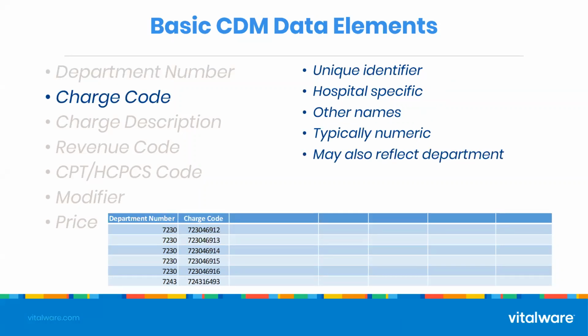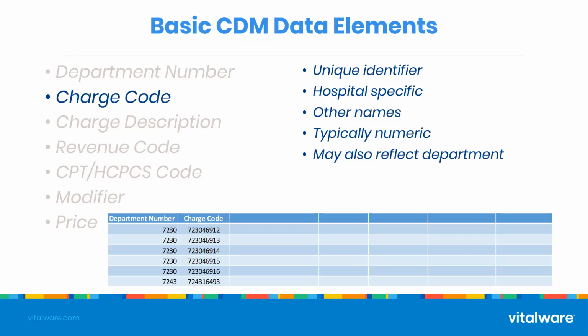The next basic element is the charge code. So this is going to be that unique identifier that identifies a specific charge, meaning a specific service that is offered, such as a chest x-ray, or a particular drug such as Zofran, or even perhaps a device, like a pacemaker. These are unique, so there are no two that are the same in the Chargemaster file. So each charge has its own unique charge code number.